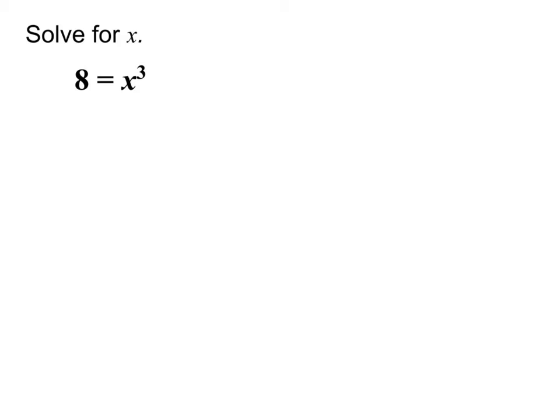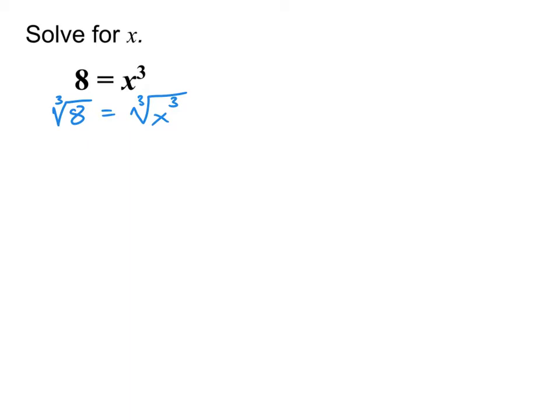All right, so for this first one, we have 8 equals x cubed. Hopefully, you can even just look at that and know what x is. But if not, we can still solve it. In order to undo the cubed on the right-hand side, we would need to apply a cube root to both sides. So I'm going to do the cube root of 8 on the left, and the cube root of x cubed on the right.